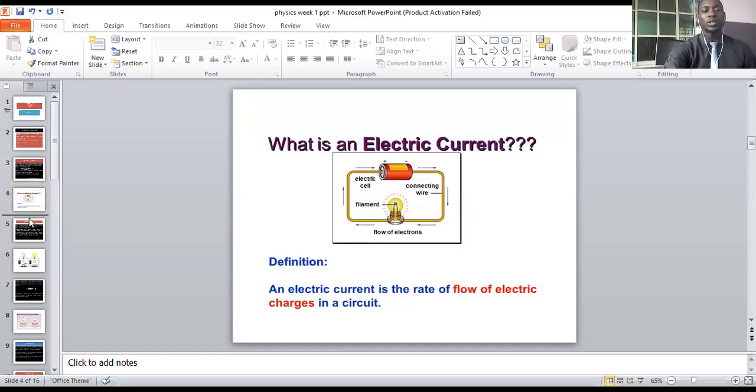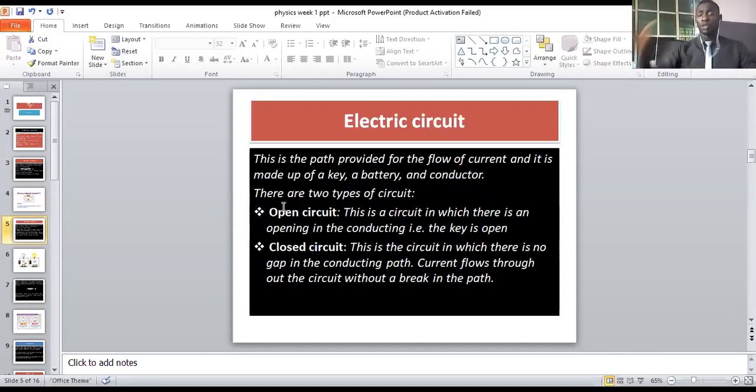Using the diagram to illustrate it, we talked about electric circuits. This is a medium or path by which electrons flow. We have two types of electric circuits: the open circuits and the closed circuits. In open circuits, the key is open, which does not allow a complete flow of electric current. There's a break in the path of flow. While in closed circuits, there is no break in the path, which allows a complete flow of electric current around the circuit.